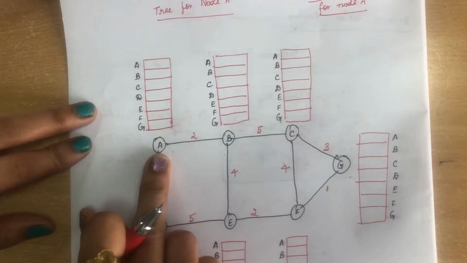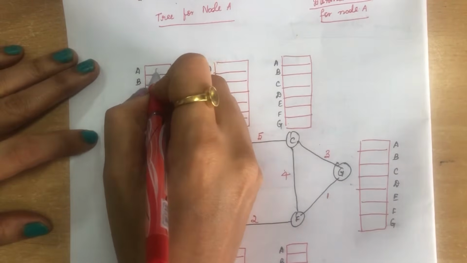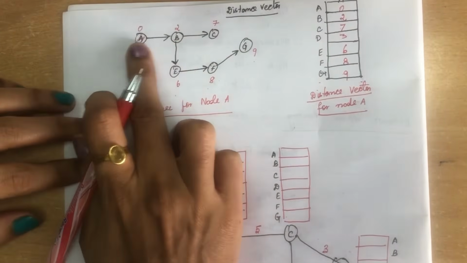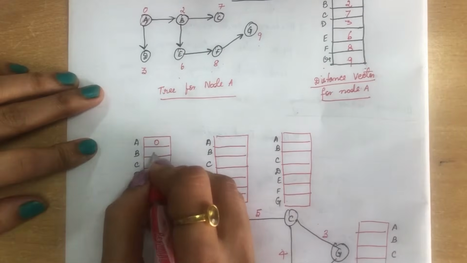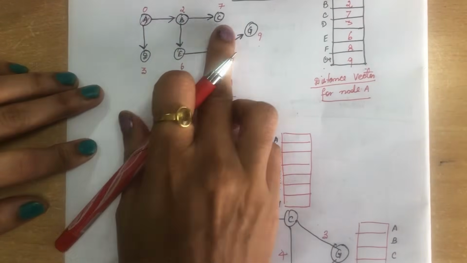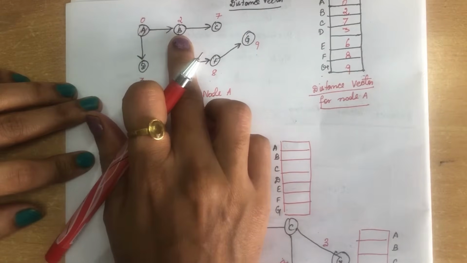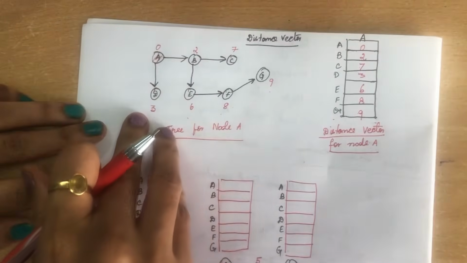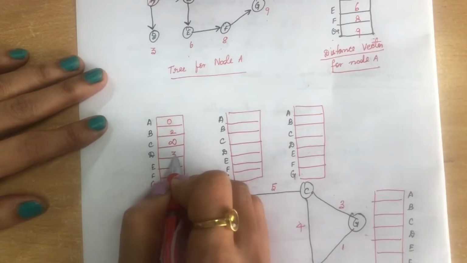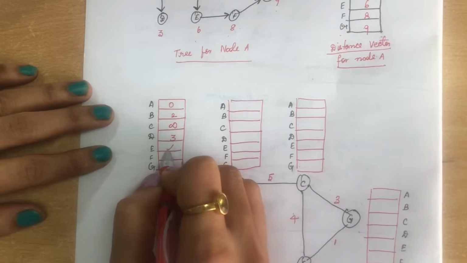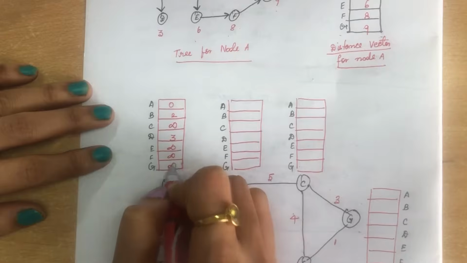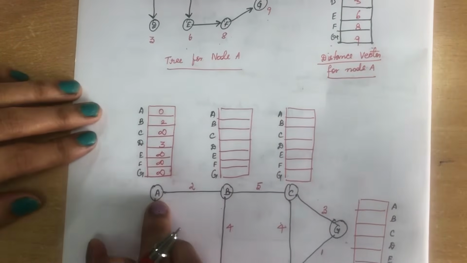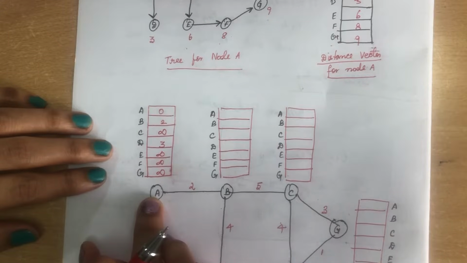Coming to node A, it can reach itself with distance 0, and for B, it is directly connected, so the distance is 2. For C, it is indirectly connected through B, so we will write the value as infinity. From A to D, it is directly connected, the value is 3. Other values we will give as infinity, since we are connecting via other intermediate nodes. So this is the initial distance vector that we get.